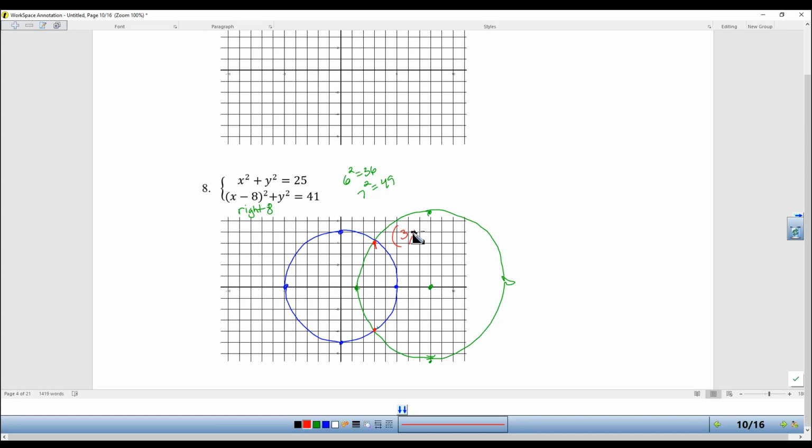3, 4. And you could just test this point in both of them. 3, -4. And if it works, you don't have to do the algebra. But because I want to show you how to do the algebra, I am going to do it. So I would use the substitution method.